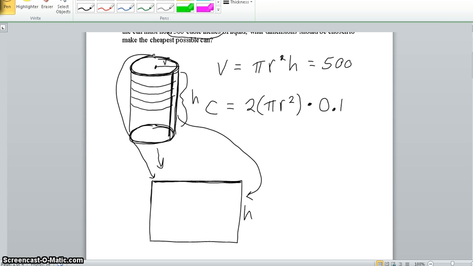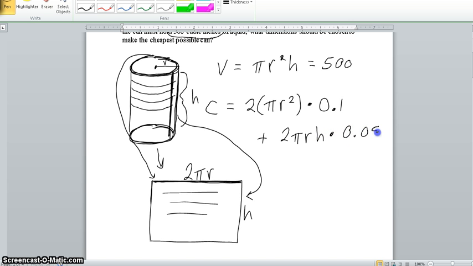So in other words, we just need to know how to find circumference, which is 2 pi r. So the area of the rest of the can, the area of this piece here, is 2 pi r times h, and we know that that's 5 cents per square inch. So we're going to have 2 pi r h times 0.05.